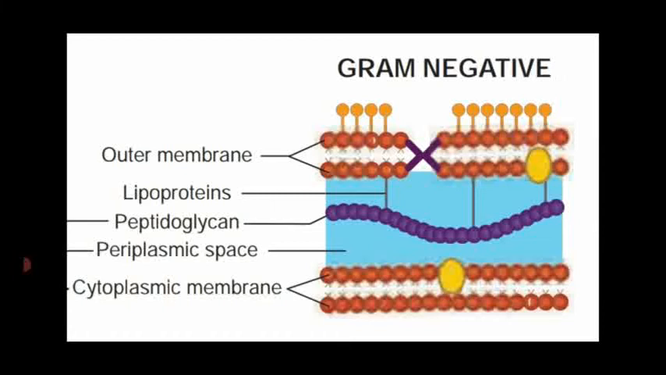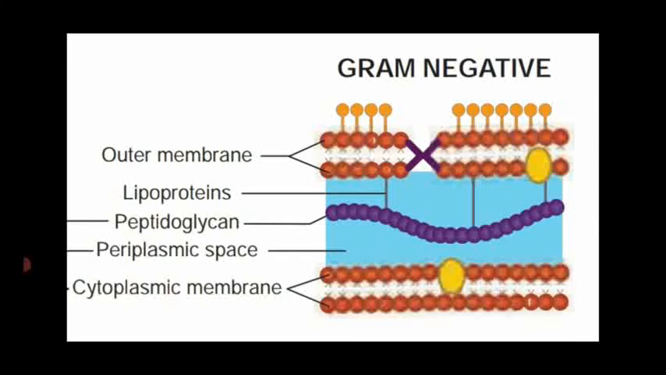Then inner to the cell wall, they are having the cytoplasmic membrane or plasma membrane. The gap between the cell wall and the cytoplasmic membrane is occupied by a space called the periplasmic space. And also the porin molecule, a special type of porin molecule, is present in the gram-negative bacteria but it is absent in the gram-positive.